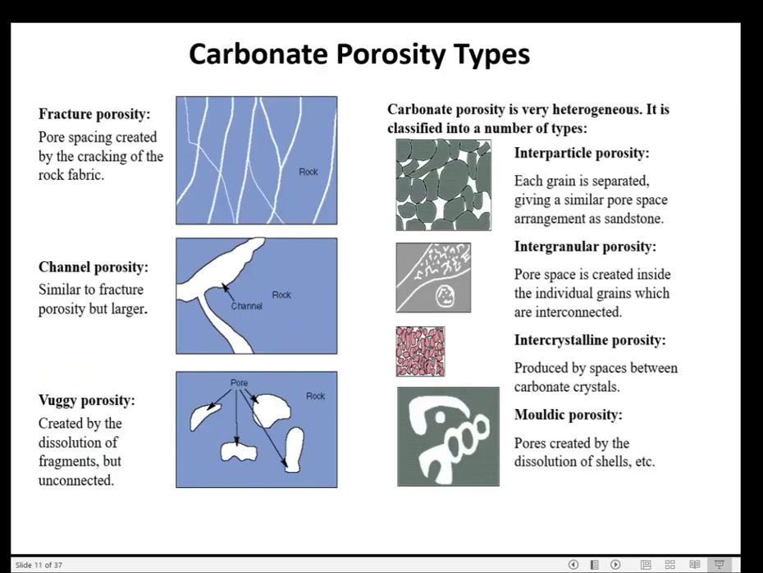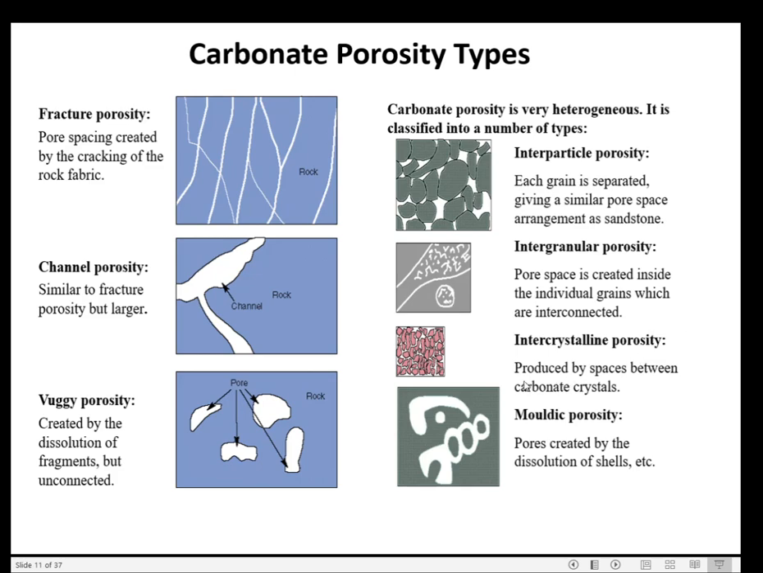Let's go to carbonate to give some hints about the porosity types. The carbonate porosity is very heterogeneous, and you can classify it in many ways. First of all, this one is interparticle porosity. Each grain is separated, giving similar pore space. Okay, intragranular porosity: the pore space is created inside the individual grain. You see the grain itself, and you have some porosity embedded in the top of that.